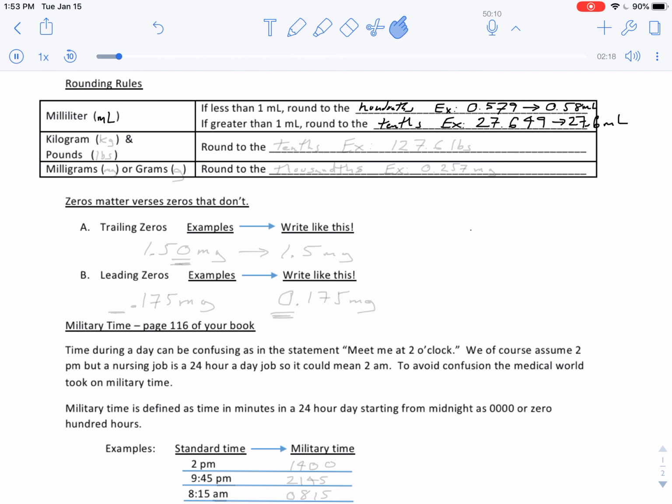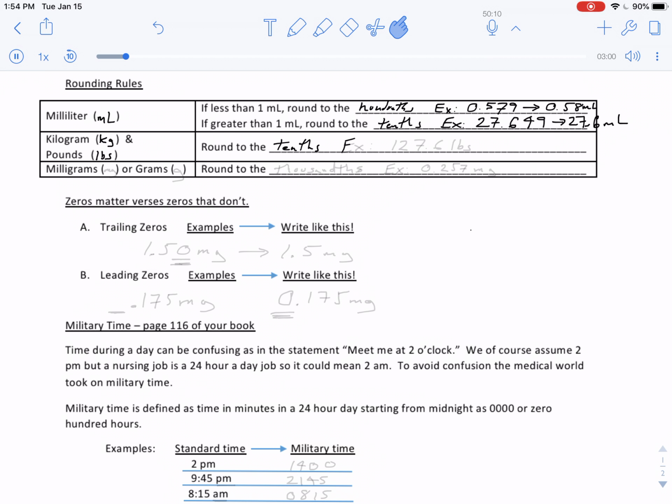Okay. So let's go over kilograms and pounds. So kilograms and pounds aren't as important. Typically we round, right? Kilograms is abbreviated with a kg, and pounds is abbreviated with lbs. I don't know why. Don't ask me. I won't tell you because I don't know. We round both of these to the tenths. So tenths. Not as important as milliliters because mostly you're rounding these when you're talking about weighing somebody or a baby or something like that. So tenths is what we round to.